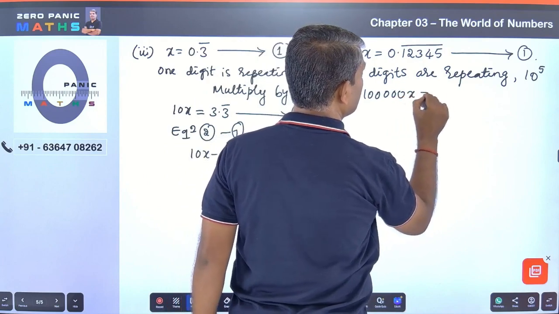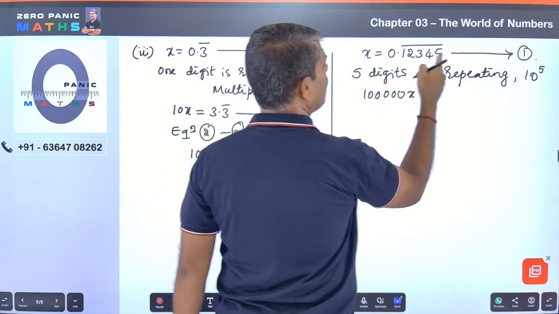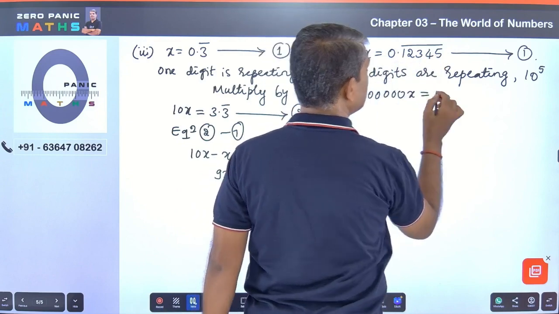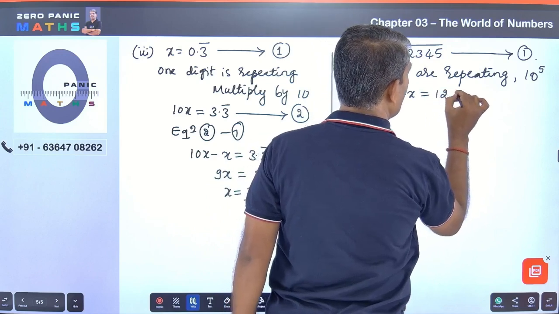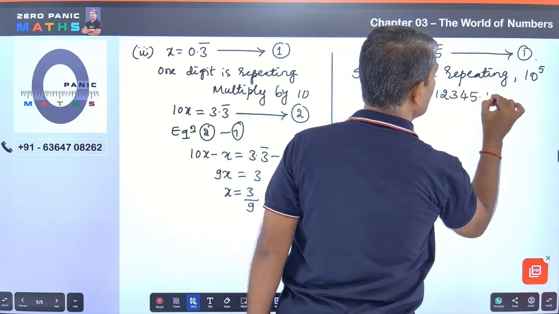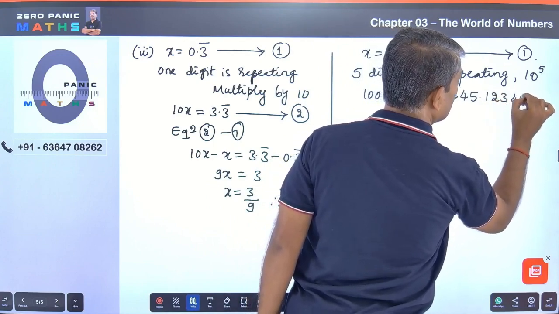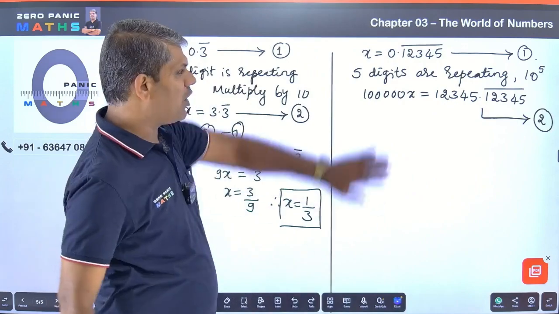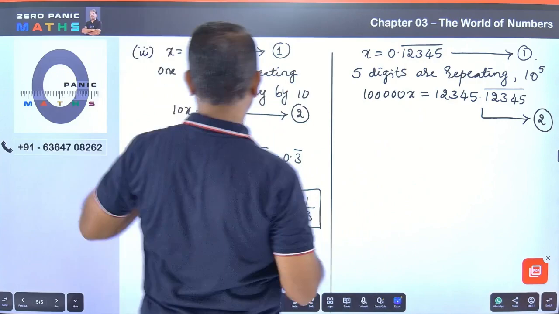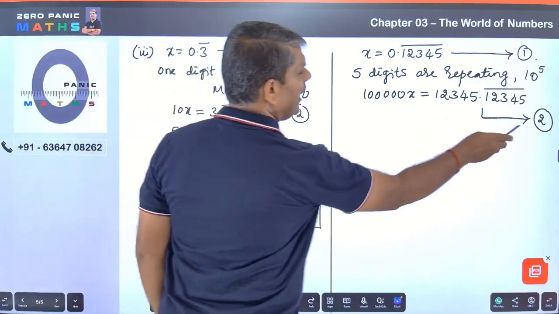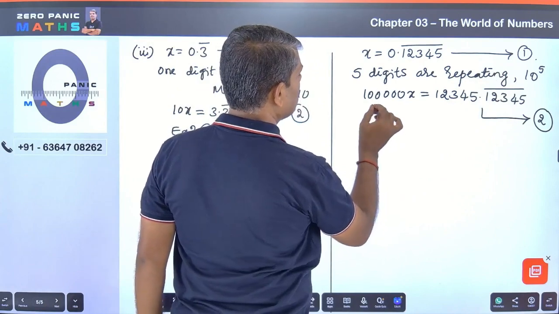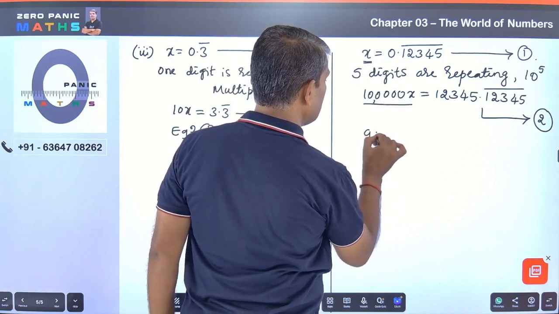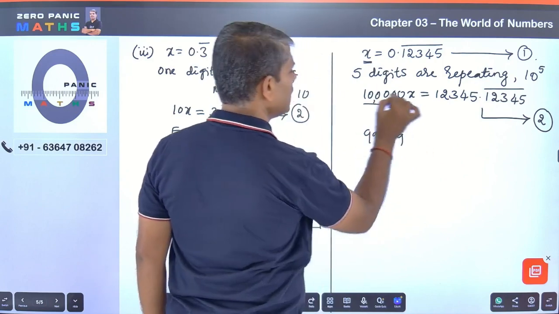Why am I multiplying by 1 followed by 5 zeros? I want to take all these 5 digits to the left of the decimal point, so it will give me 12345.12345 bar. This is my second equation. I'm not going to resolve this in full because you are going to perform exactly the same steps. Again, equation 2 minus equation 1 will give you 99,999x, because it is 1 lakh x minus x.